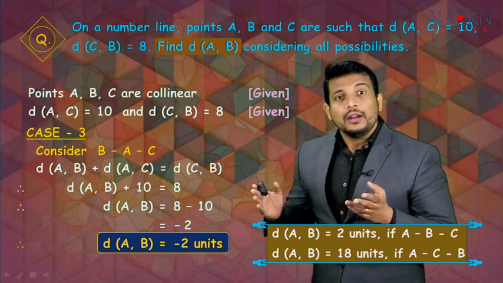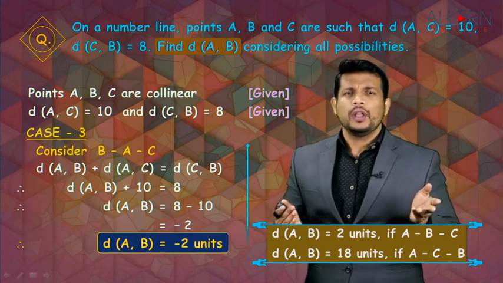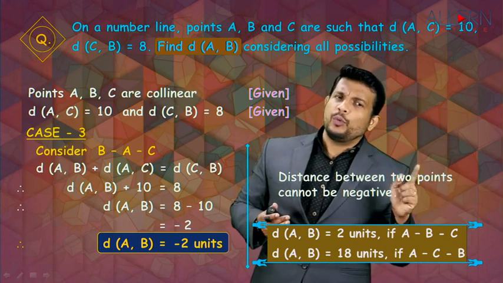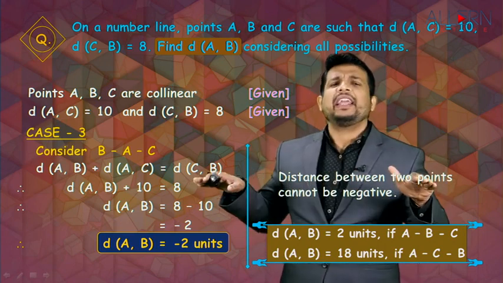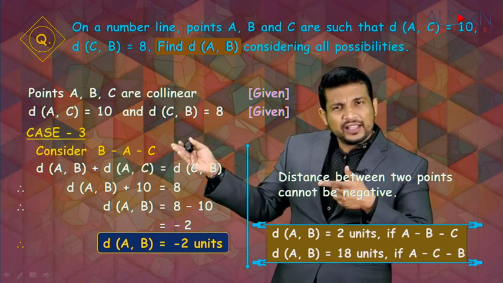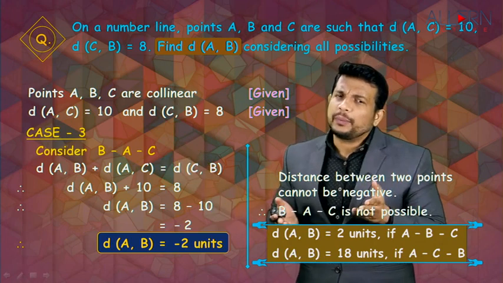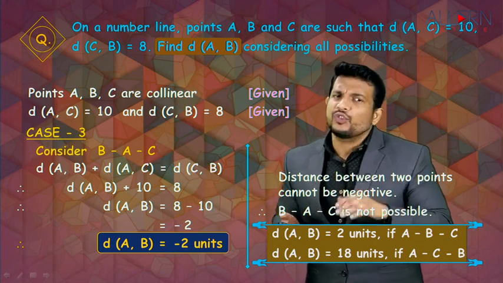Tell me, distance between 2 points on a number line, can that be negative? No. That means we'll write here distance between 2 points on a number line cannot be negative. That means will this exist? That means will this third case exist? No, this doesn't exist. It's not possible. That means B dash A dash C is not possible.